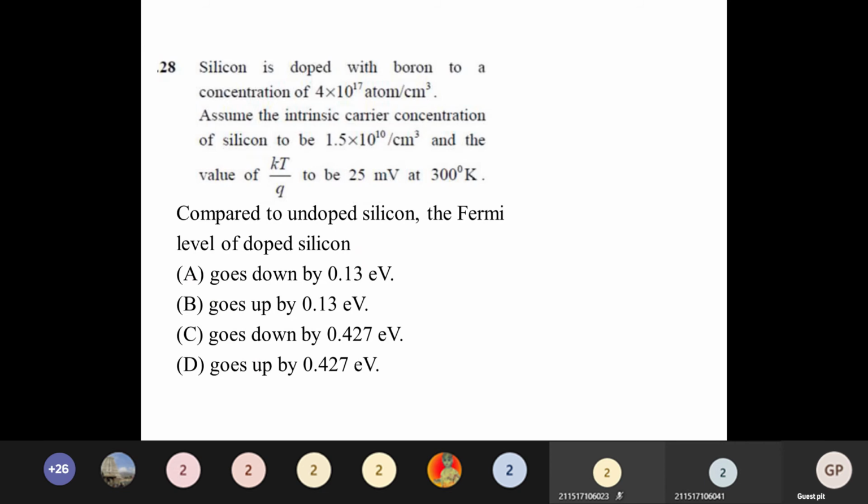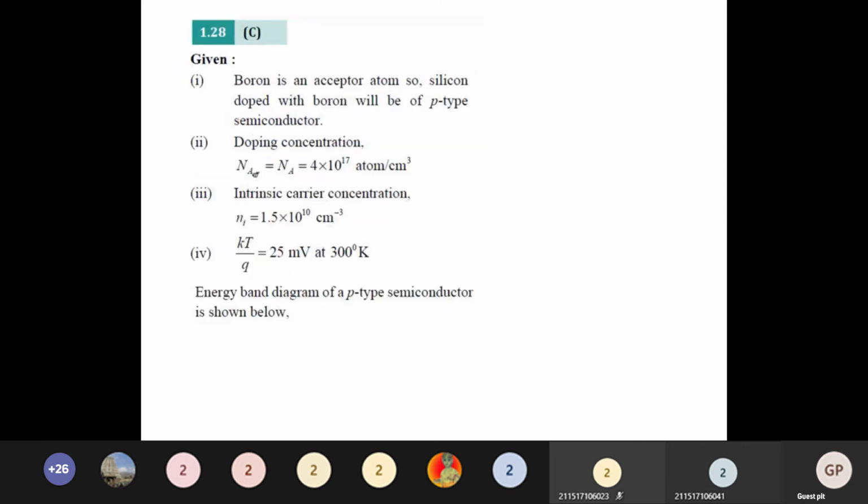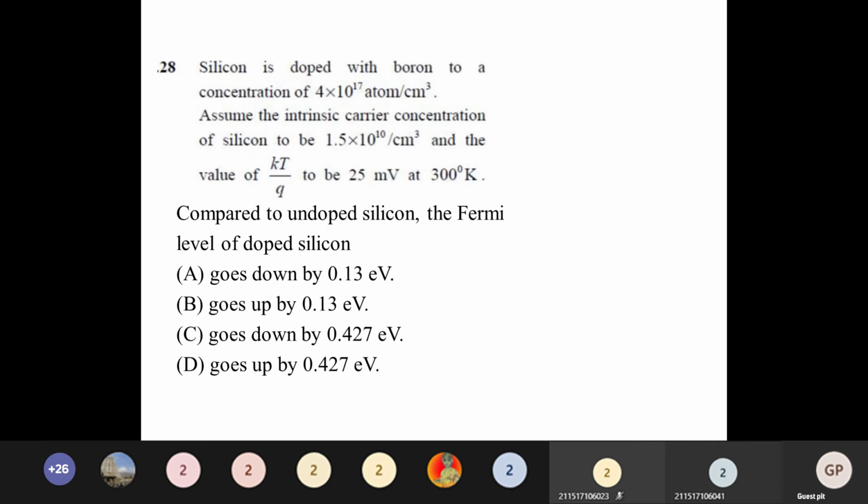Okay. So first we have to write the given data. Here in the problem they have given boron. So boron means it is acceptor concentration. So acceptor means Na, P type material. So here Na is given, and then Ni is also there, and then kT by q value is also there. They are asking, compared to undoped silicon, what about the status of the Fermi level of doped silicon.